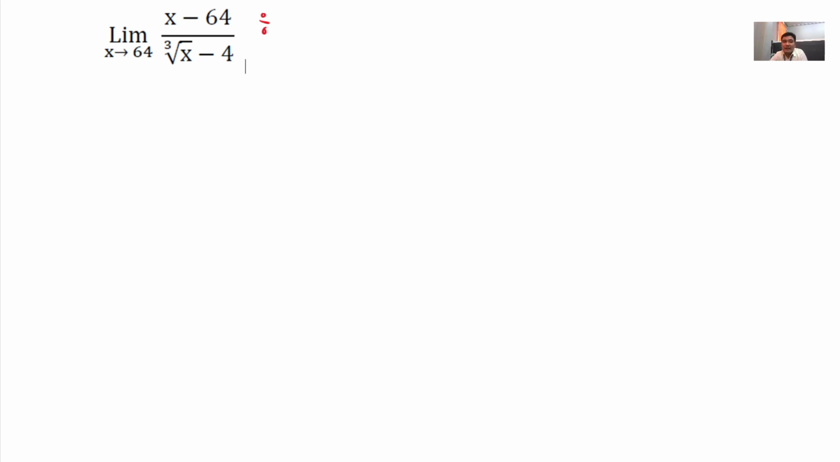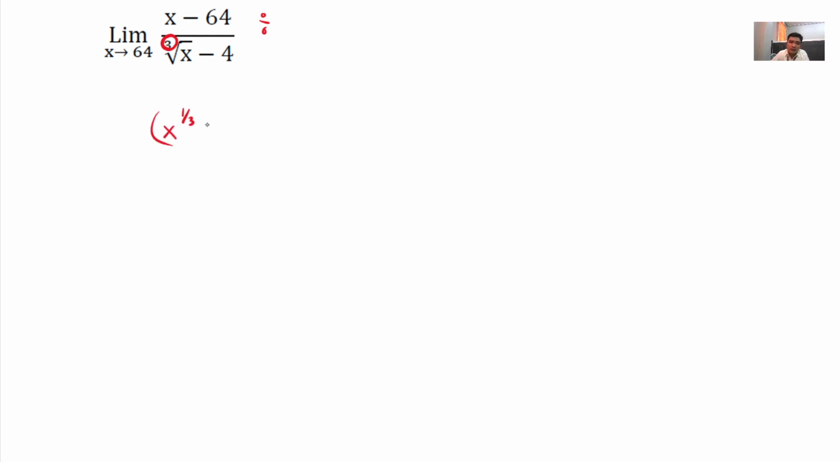Pwede kahit anong technique ang gamitin nyo, any algebraic technique. Here, class, ang gagamitin ko is difference of two perfect square. Sir, how? Wala namang perfect square dyan. Si numerator, class, pwede mong paglaruan. Ay, difference of two perfect cube ko na kasi naka-cubic to, 'di ba? Yung x raised to 1/3. So yung sa numerator gawin natin siyang difference of two perfect cube.